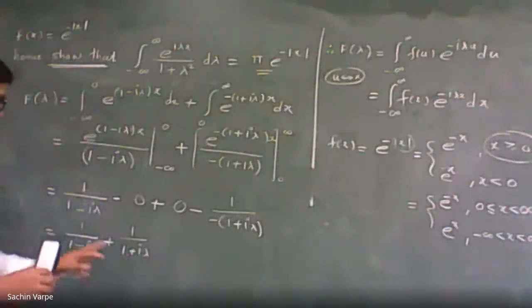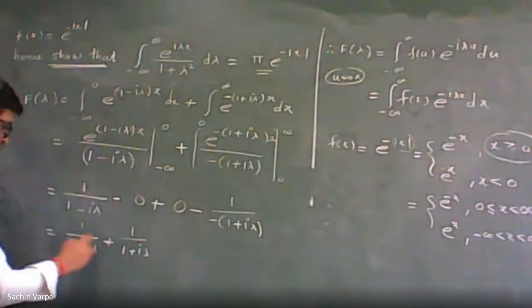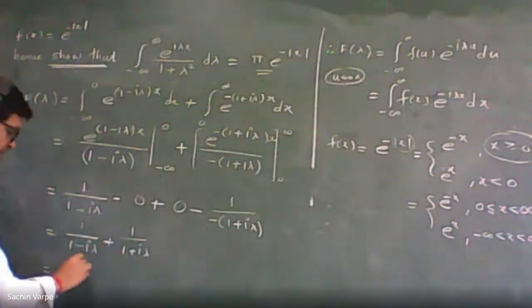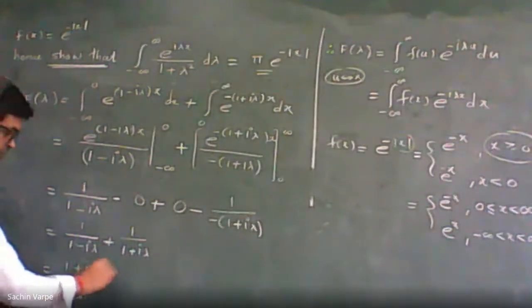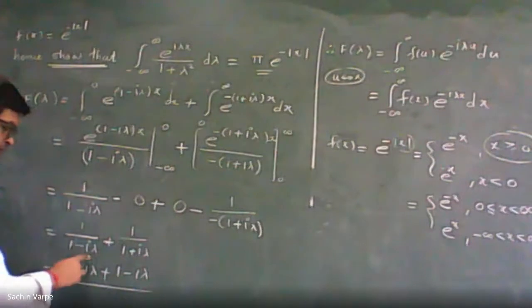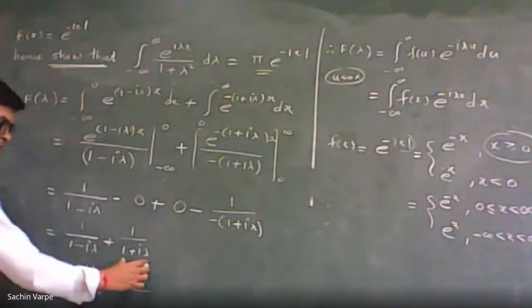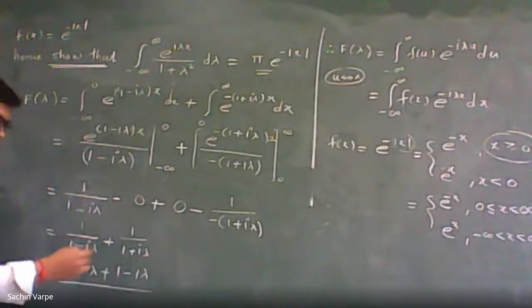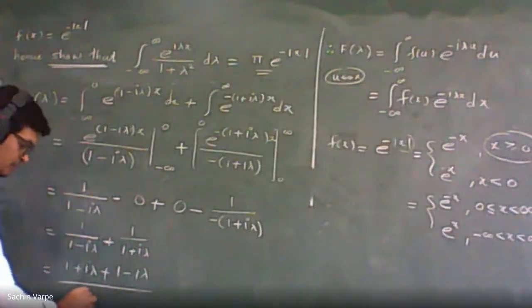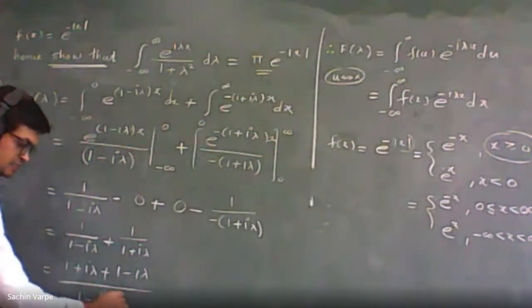So to rationalize, or we can cross multiply here to take the LCM. What it will be? 1 into 1 plus i lambda plus 1 into 1 minus i lambda upon 1 minus i lambda into 1 plus i lambda. A minus B into A plus B, what it will be? A square minus B square. That is 1 minus i square lambda square.